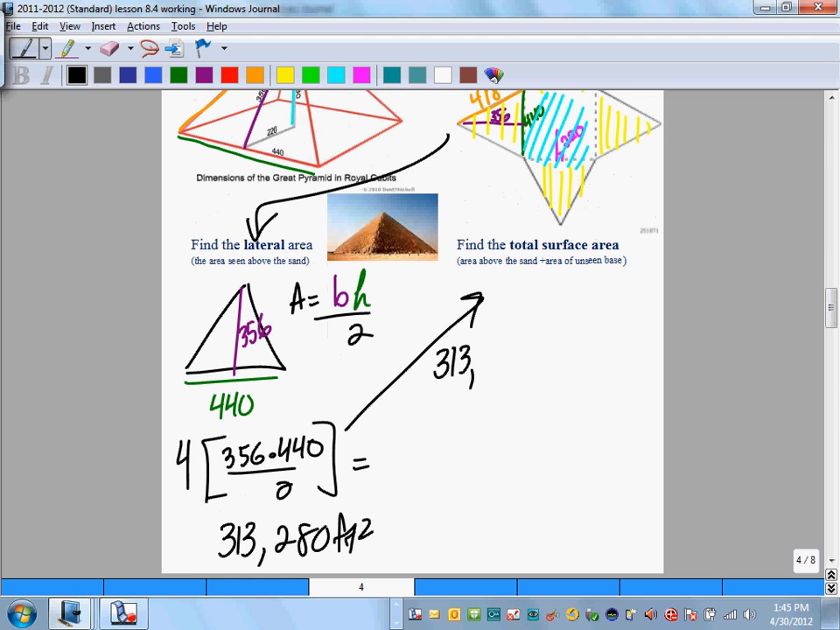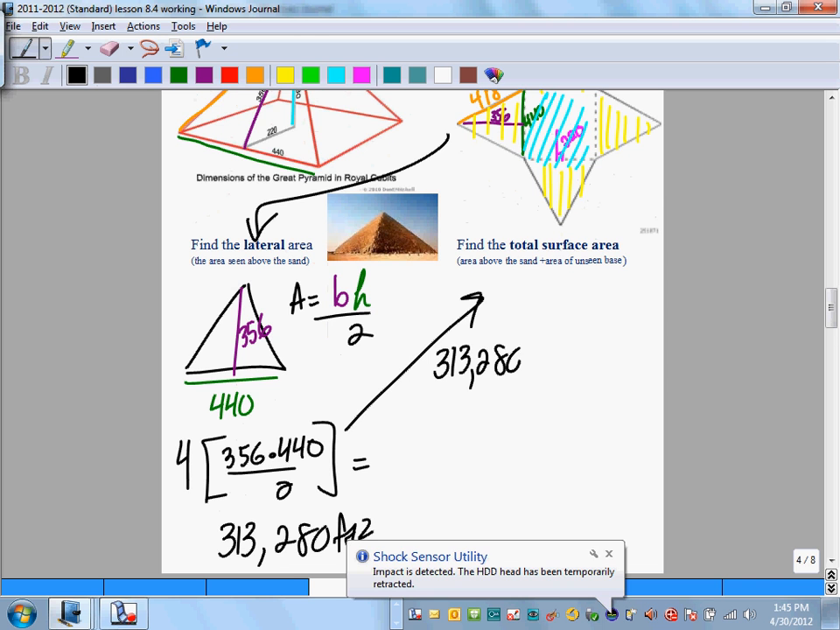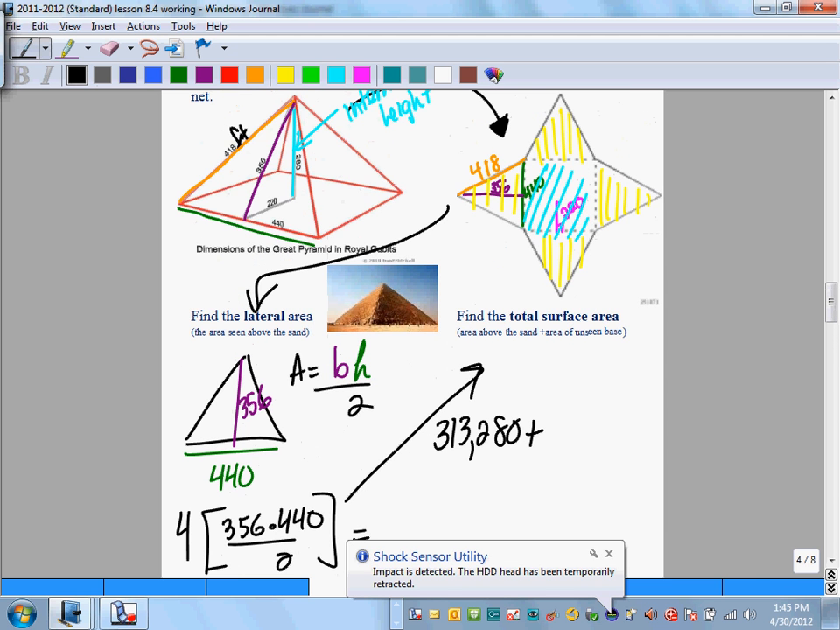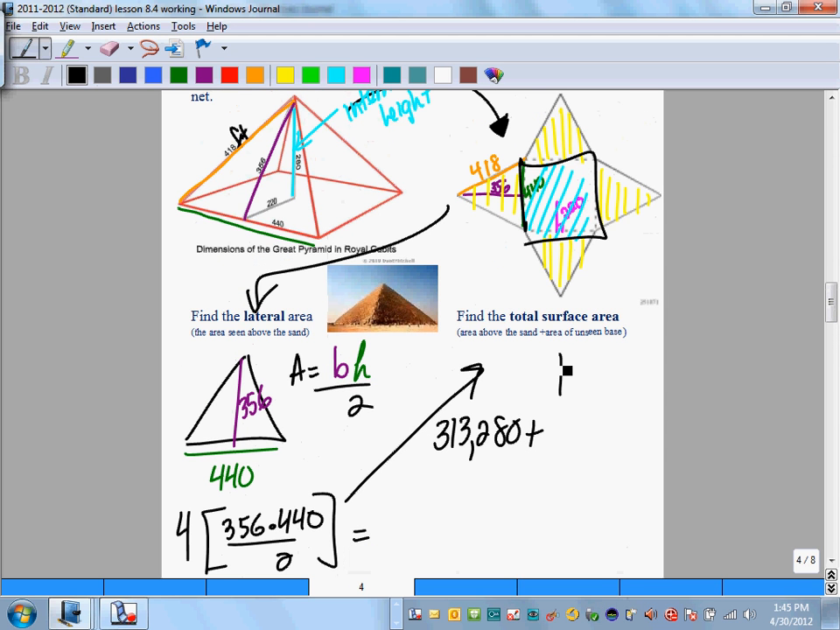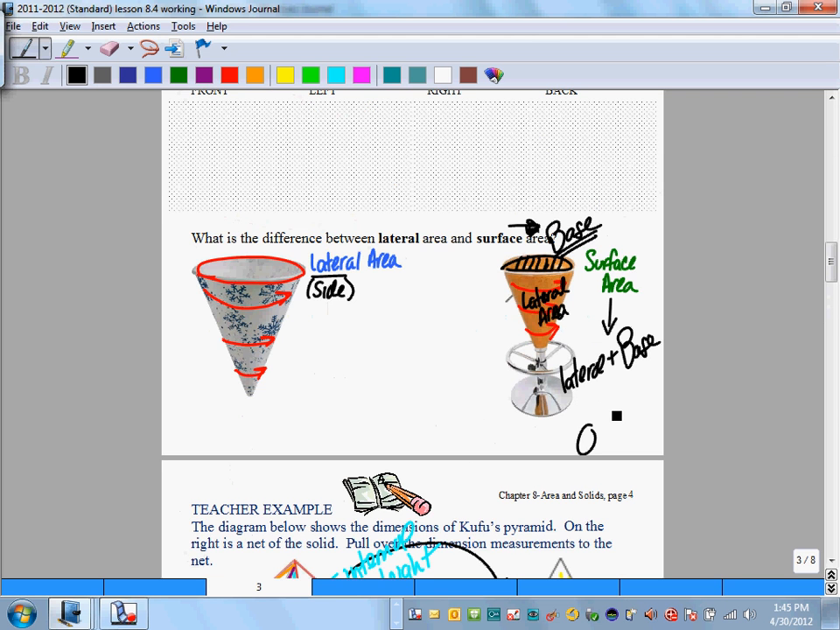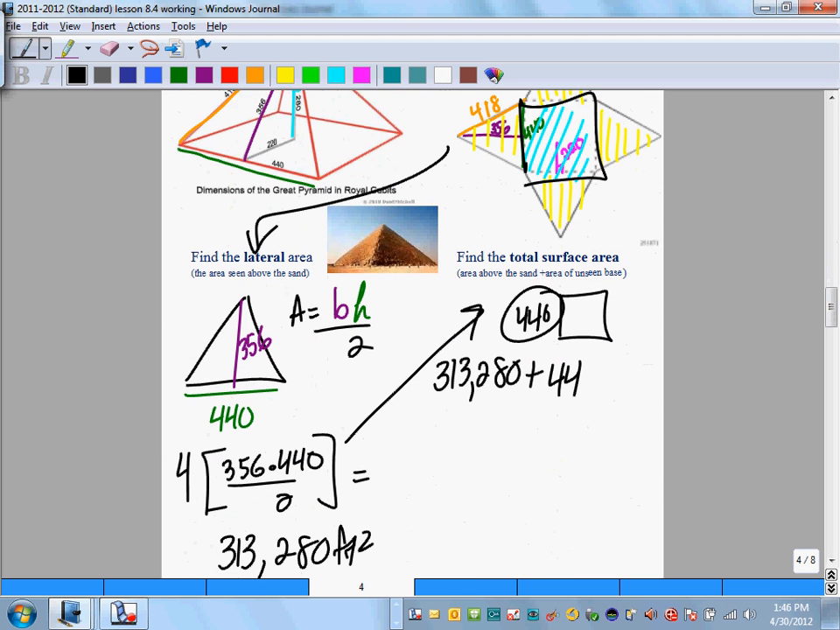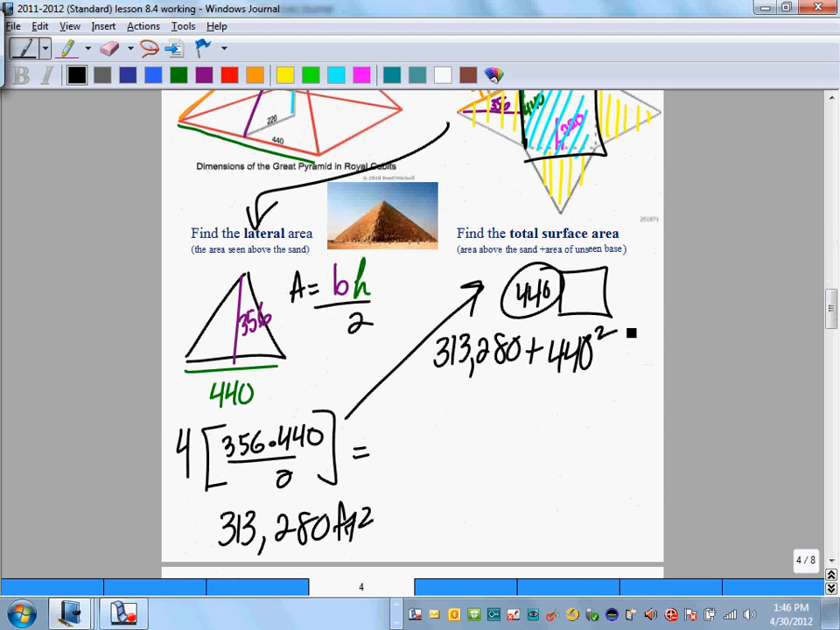313. Right, 356 is the base, right? No, it is not. The base is a square. So to find its area, it's simply 440 squared. Do you see that? It's 440 squared, because it's 440 times 440. Okay? All right, you figure that out.